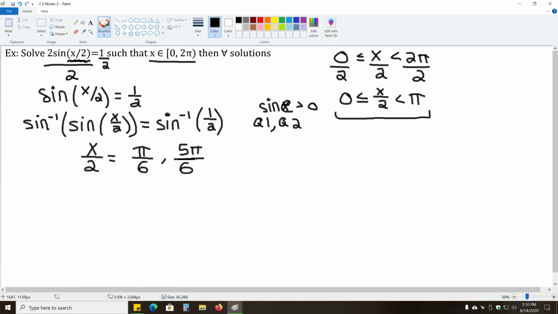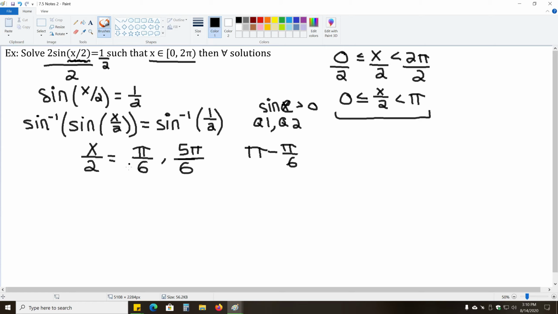If that method doesn't work for you, then remember to find your reference angle in quadrant 2, all you would have to do is find pi minus pi over 6. And that would still give you the 5 pi over 6. So whichever one you find easier. And these are the only two values between 0 and pi that solve the original equation.